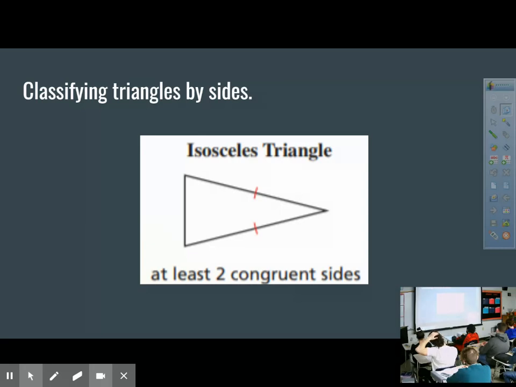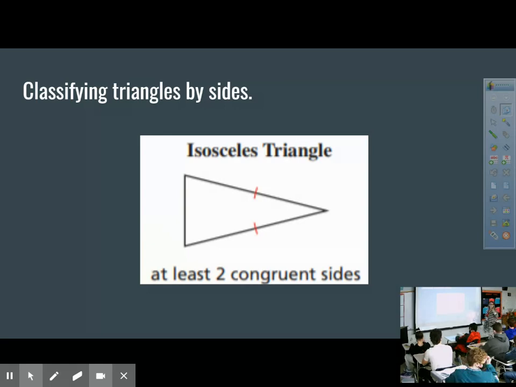is an isosceles triangle. Under the definition of isosceles triangle, you need to write at least 2 congruent sides. At least 2 congruent sides. A triangle has 3 sides, but if it had 3 congruent sides, it wouldn't be isosceles. It says at least 2, which means 2 or more.